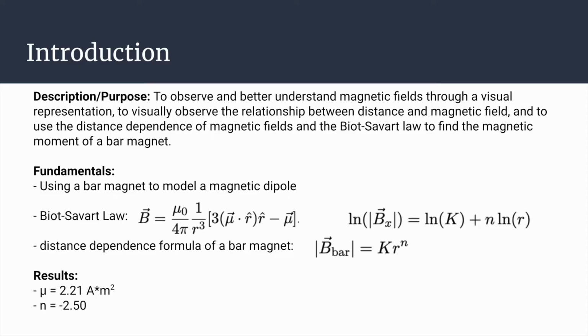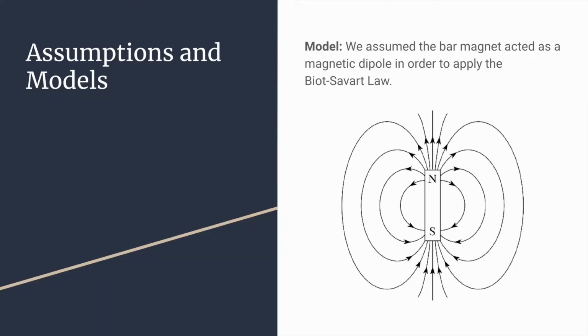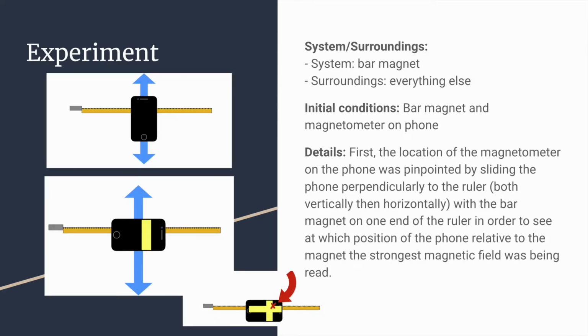The results of this lab were that the magnetic moment of the bar magnet was 2.21 amperes times meters squared, and n equals negative 2.50. For the assumptions and models, we assume that the bar magnet acted as a magnetic dipole in order to apply the Biot-Savart law. For the experiment itself, the system was the bar magnet while the surroundings were everything else, and the initial conditions were the bar magnet and the magnetometer on the phone.